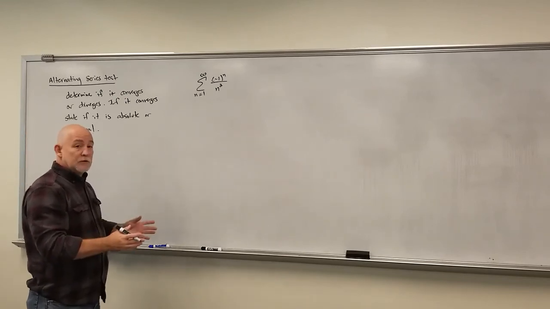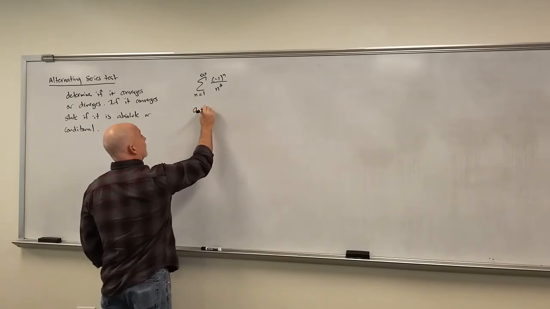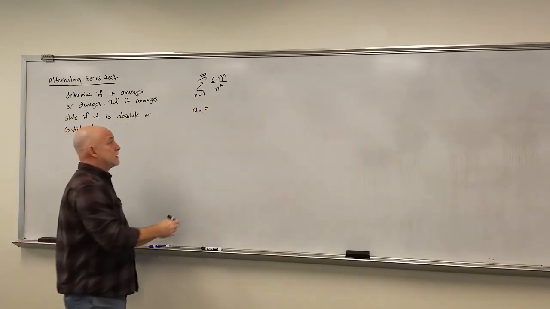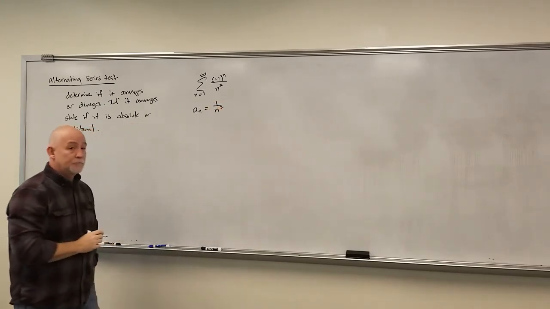So first off, we're just told to check the alternating series test. So the first thing we want to do is figure out what A sub n is. A sub n, when we're talking about the alternating series test, is everything except for the alternating part. So this is 1 over n squared.